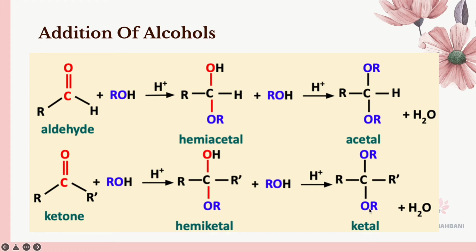If you look at these two products, they are the same, but the names are different. This carbon has OR, OR, this carbon has OR and OR as well. But if you look, the names are different. This name is acetal because initially it comes from aldehyde. If it comes from aldehyde initially, the name will be acetal. For this one, initially it comes from ketone. The name of the product will be ketal. Hemiacetal before further reaction. This hemiketal before the further reaction.